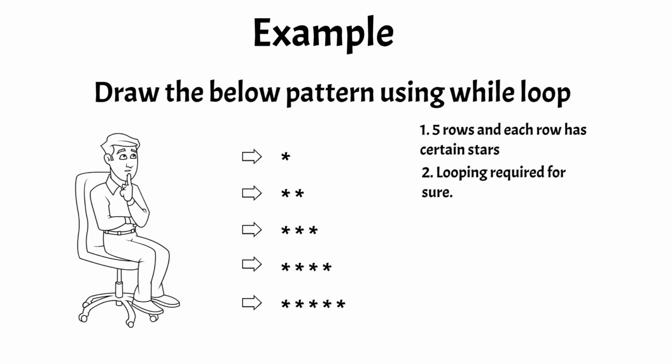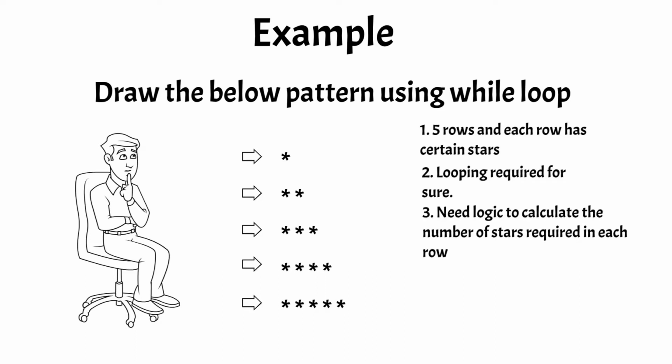Secondly, we need to decide how we are going to calculate the number of stars required in each row. Here, the first row has a single star, the second row has 2 stars, the third row has 3 stars and so on. This clearly means that we will have to print as many stars as the row number. So the first row will have 1 star, the second row will have 2 stars and so on.